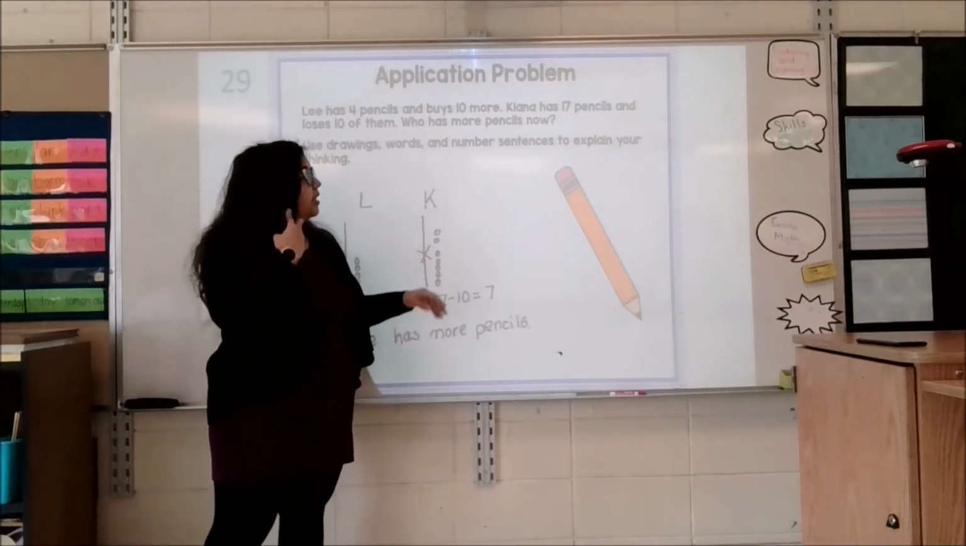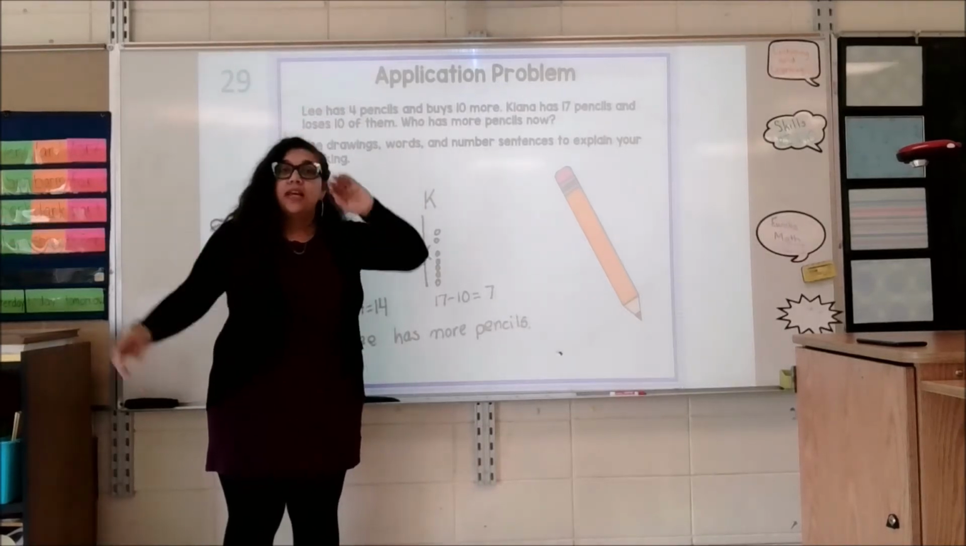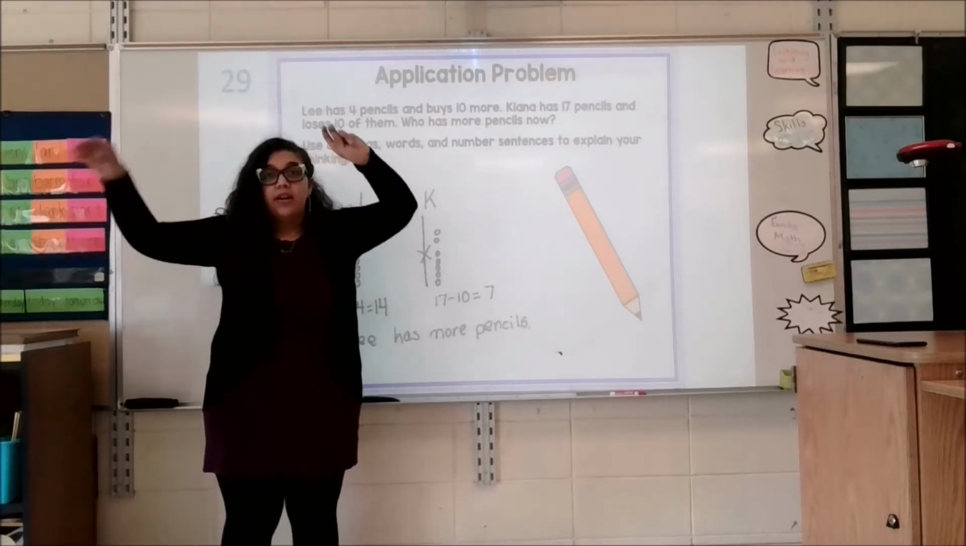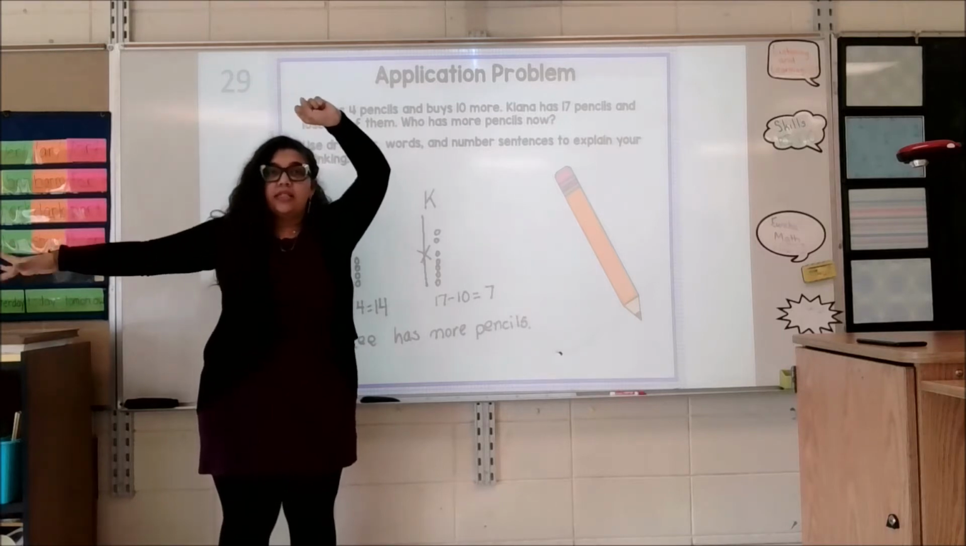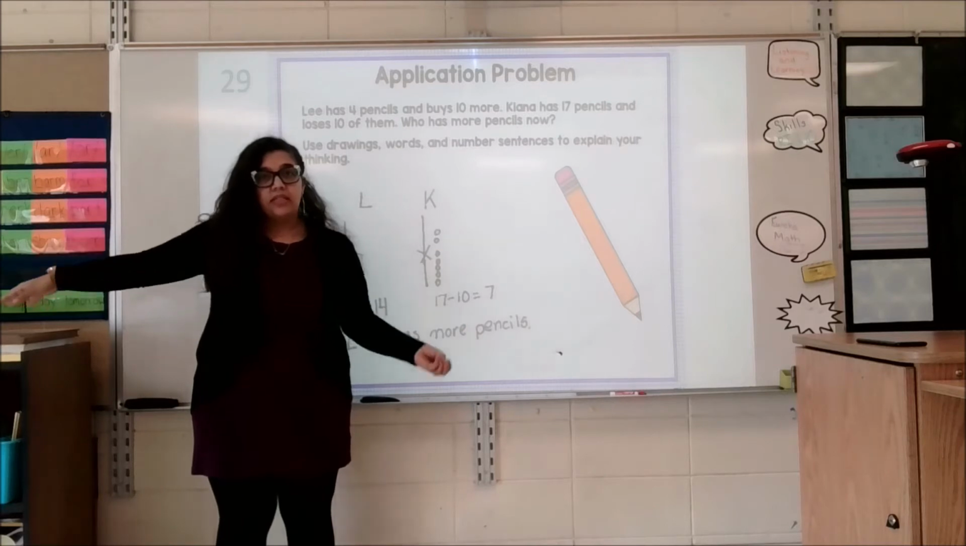Cool. Then it says Kiana has 17 and loses. If you lose something, it's gone. So her 17, she loses 10 of them. She lost her whole group of 10, which means she's left with 7 pencils.